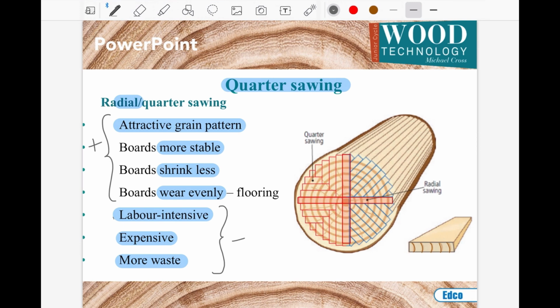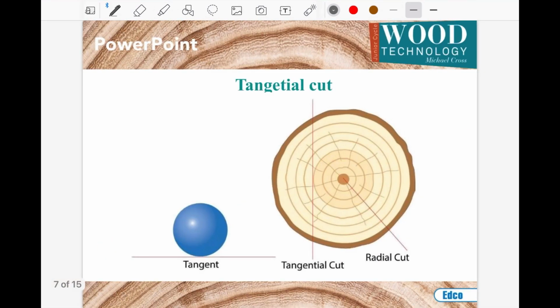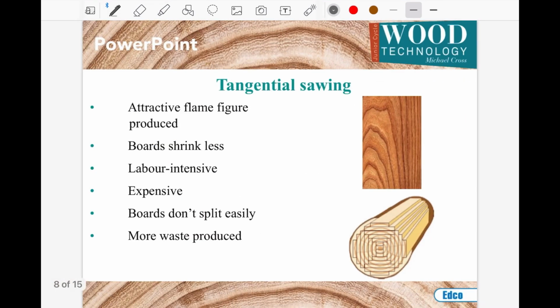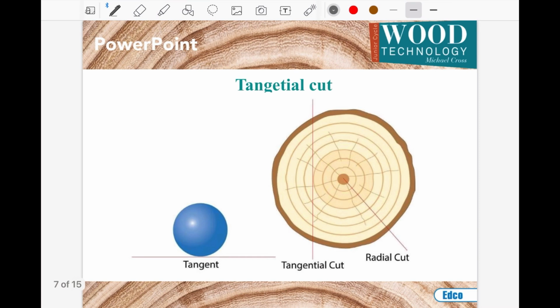Okay, last one. And this is tangential sawing or tangential cutting. Now, before we actually get into the whys and the wherefores and what it looks like, I just want to talk to you a little bit about why it's called tangential.